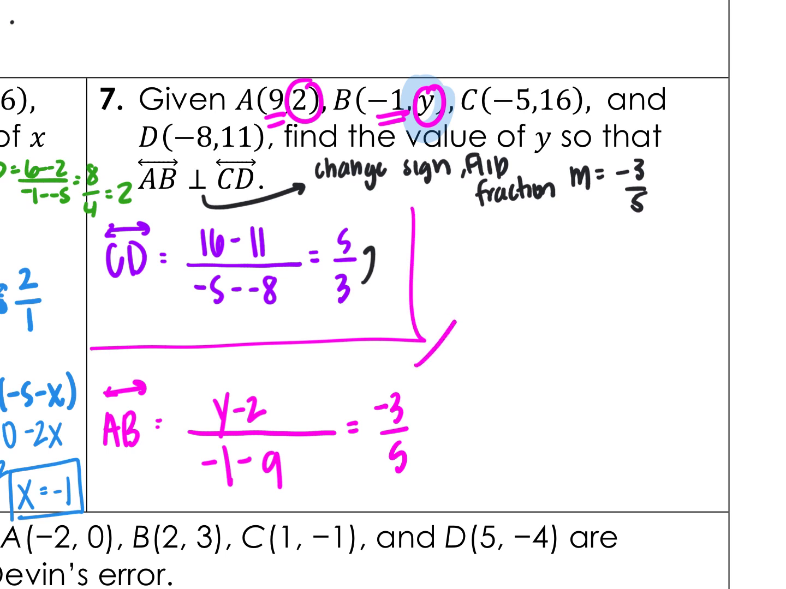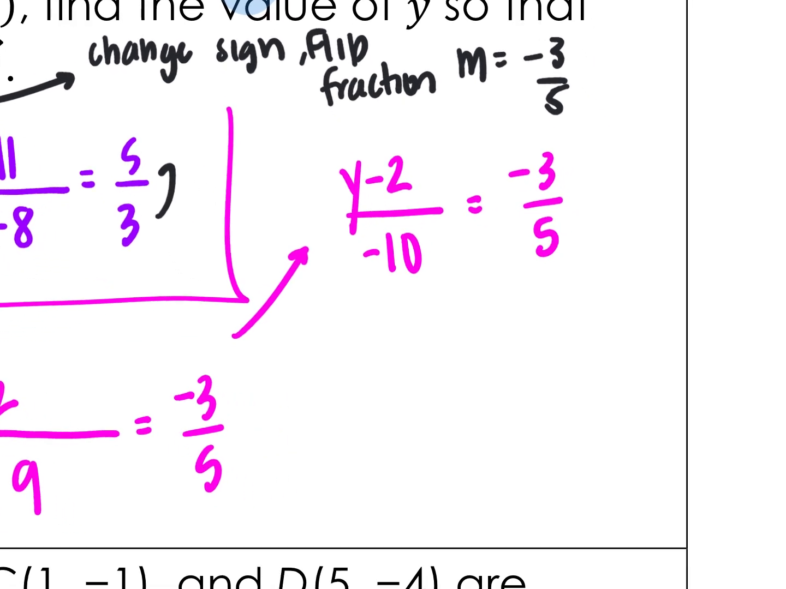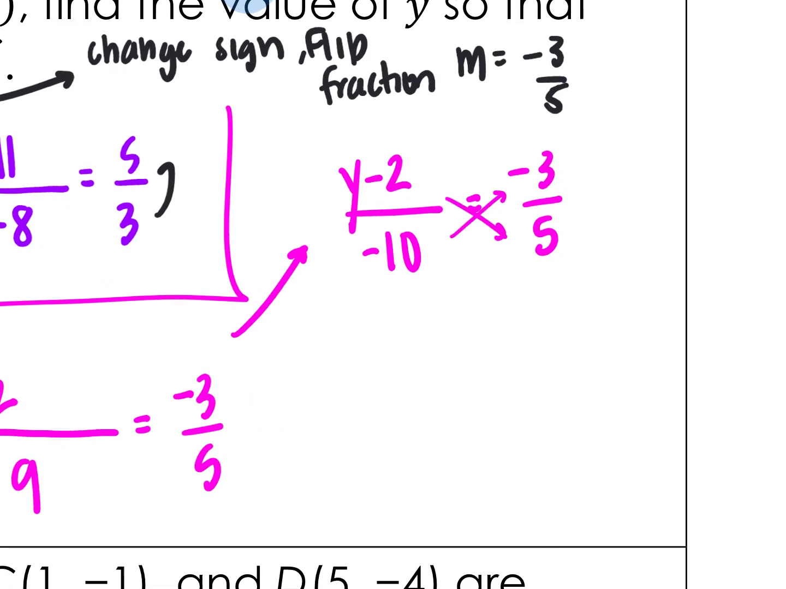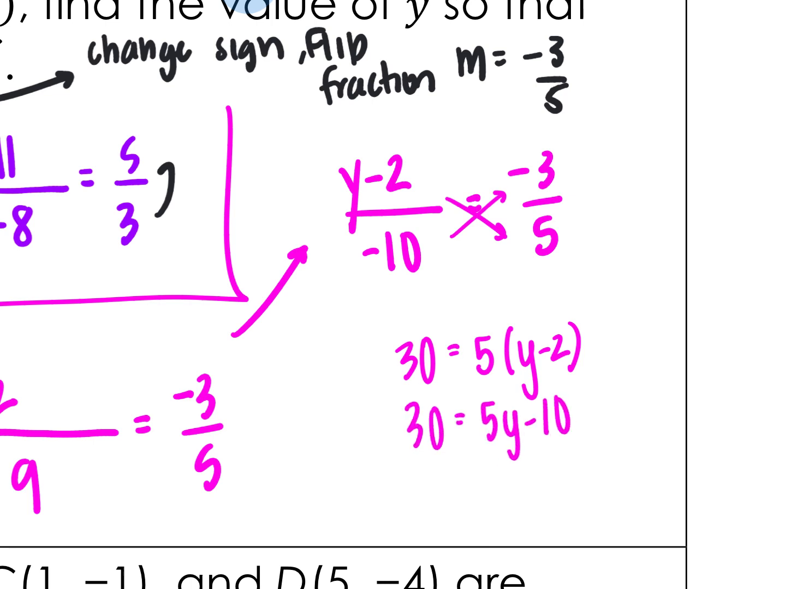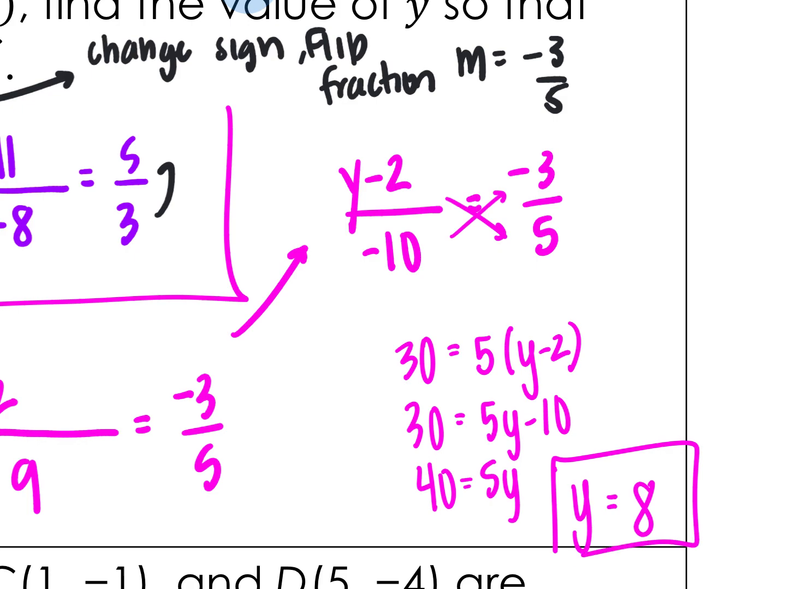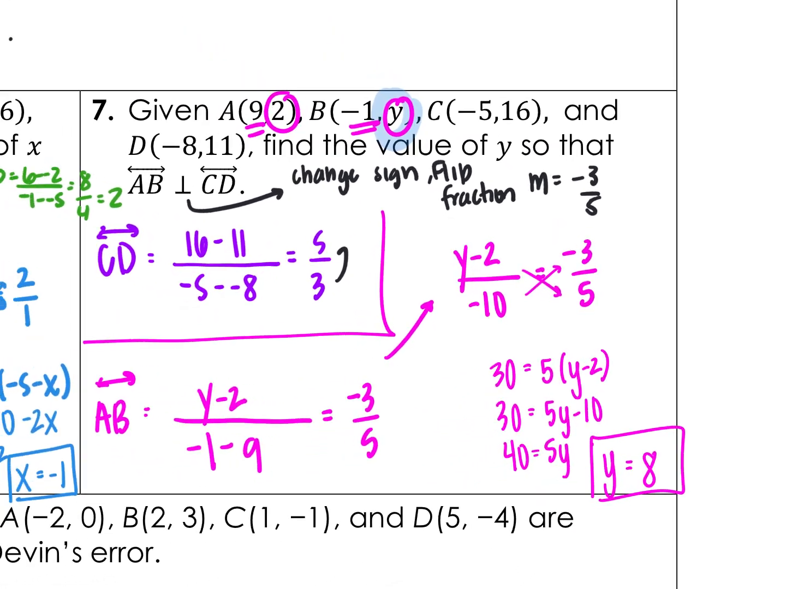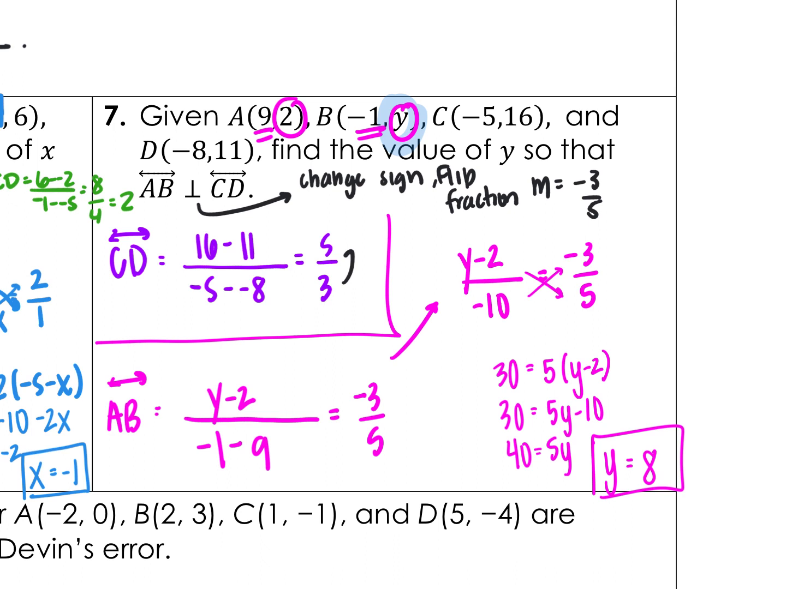Now we've just got to solve our equation. So I'm going to carry this up here. We'd have y minus 2 over negative 10 is equal to negative 3 over 5. Similar to the problem last time, if we want to solve for y, I think the easiest way is just to cross multiply. Negative 10 times negative 3 is 30. Set it equal to 5 times y minus 2. So we get 30 equals 5y minus 10. 5y equals 40. So y needs to equal 8. If y equals 8, then the two lines will be perpendicular to each other. Again, you can always check yourself by plugging that 8 back in, finding the slope, and making sure it's the opposite reciprocal of line CD's slope.